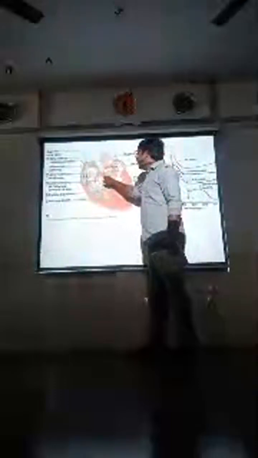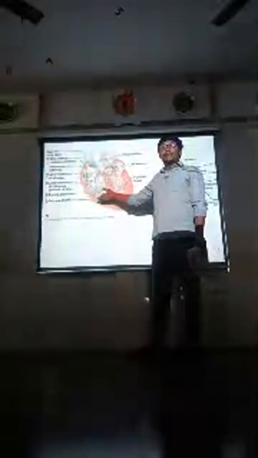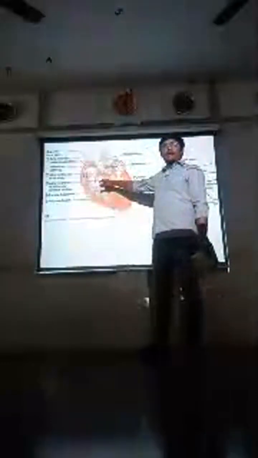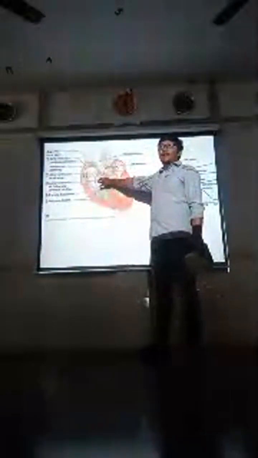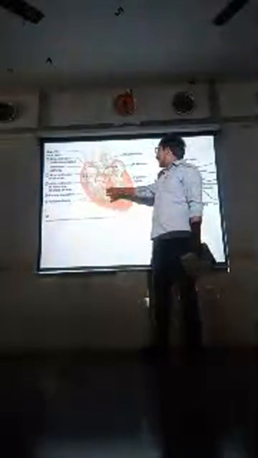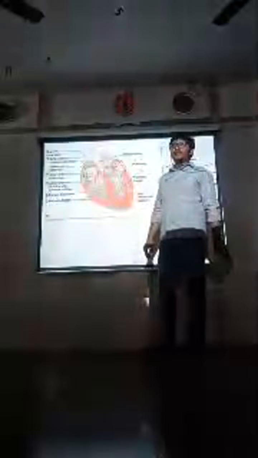Now if you can see here, these are the two atria. From the atrioventricular junction, there is a ring called the atrioventricular ring, which separates the atria from the ventricles. It is passing through the atrioventricular ring and is divided into two branches.